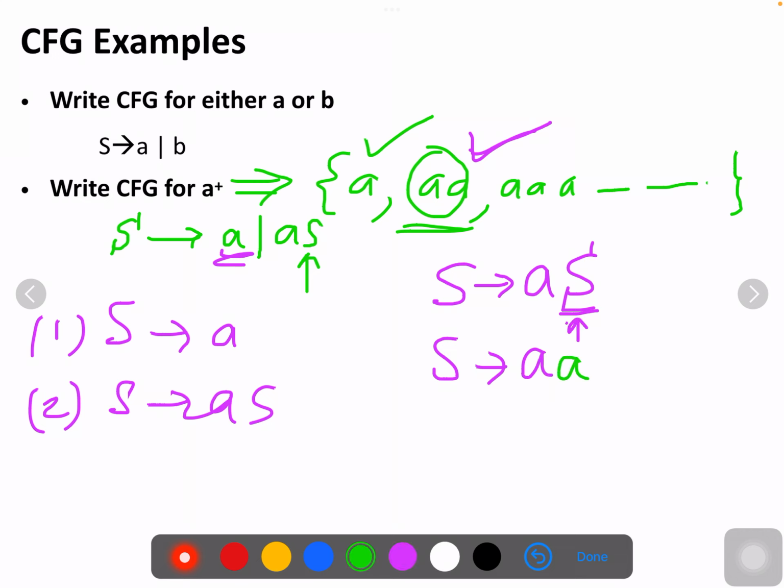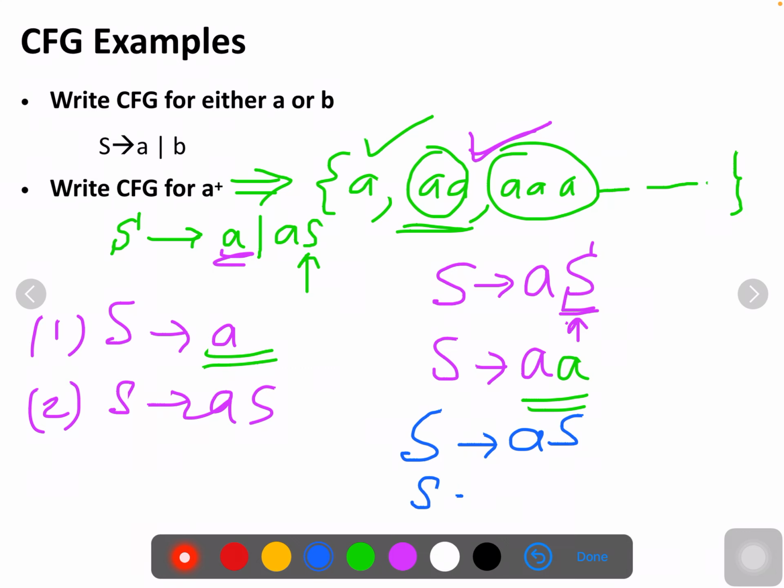Yes, rule number 1. Okay, now we have generated 2a. Suppose I want to generate 3a. How do you do that? Again you have to start with rule number 2 or rule number 1. S gives aS again.